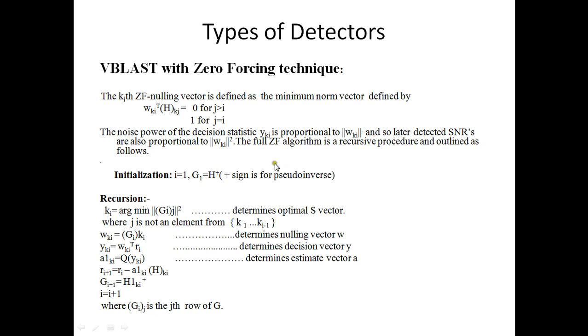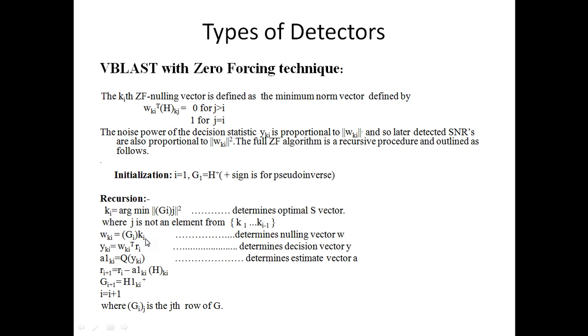The full zero forcing algorithm is a recursive procedure because it will be performed again and again for every element, outlined as follows. Firstly, you initialize the iteration value i equals 1, and then you have a channel matrix given as the pseudo inverse of the actual channel matrix, H plus. So you have the recursion algorithm as follows. These steps are going to be performed again and again for every element. Firstly you calculate the estimate, that is the S vector element ki, equal to the argument of the minimum value of the G_ij norm, which determines the optimal S vector, and the condition is that j is not an element of k1 to ki minus 1.